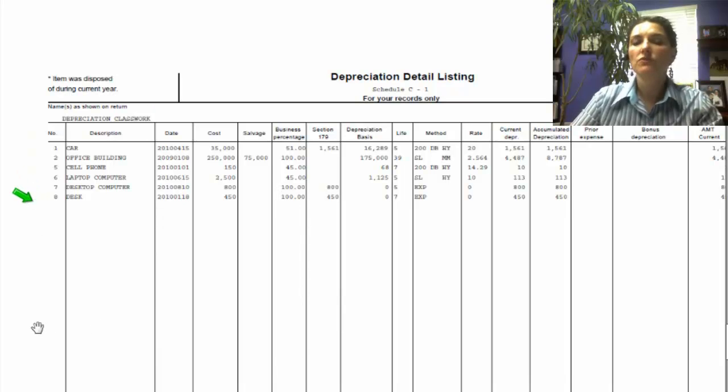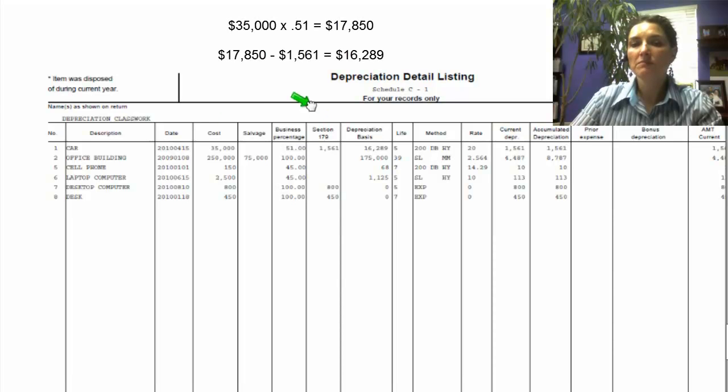And my instructions were to claim Section 179 deduction where it is allowed. On the car, we are allowed to claim a Section 179 deduction because it is more than 50% business use, but we are hit by that limit on automobiles. So we'll see that we have the cost of the property, the business use percentage is 51%, but the Section 179 deduction is going to be limited to 51% of $3,060, and that gives us $1,561. We then take $35,000, multiply that by 51%, and subtract out the amount of Section 179 deduction we are claiming for the year. That leaves us with a depreciable basis of $16,289.